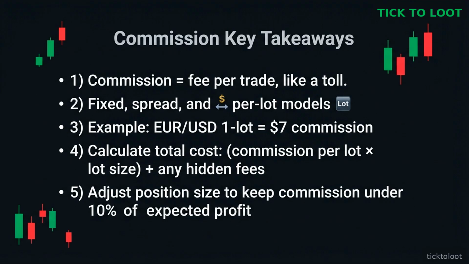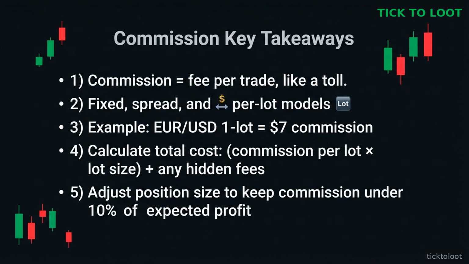In our real-world example, buying one standard lot of euro to US dollar would cost you $7, while a half lot would cost $3.50. To find the total cost of a trade, simply multiply the commission per lot by the number of lots you plan to trade, then add any hidden fees like platform fees or overnight financing. A good rule of thumb is to keep commission costs below 10% of your expected profit. If the fee would eat more than that, consider reducing your position size.